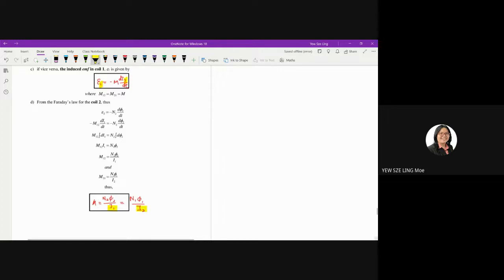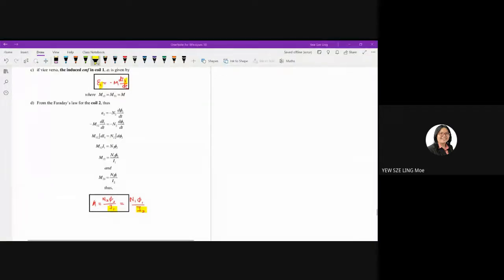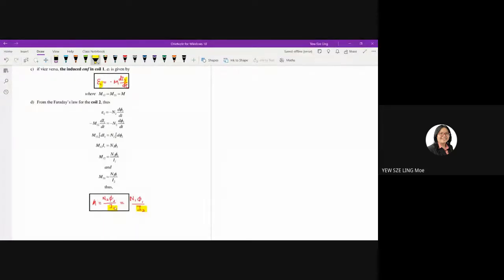When it comes to mutual induction questions, you try to identify the coil with the current first. If current is in coil 1, then all the other information must be coming from the second coil. If current is in coil 2, then all the other information, the N and the flux, must be coming from coil 1. So that is the equation, and that is how we use it.